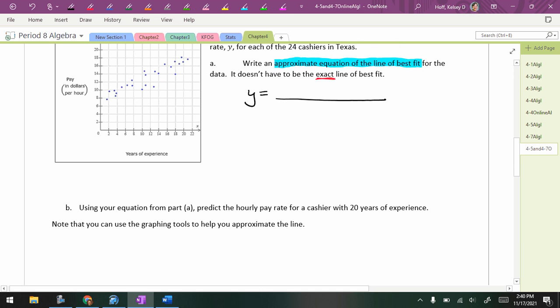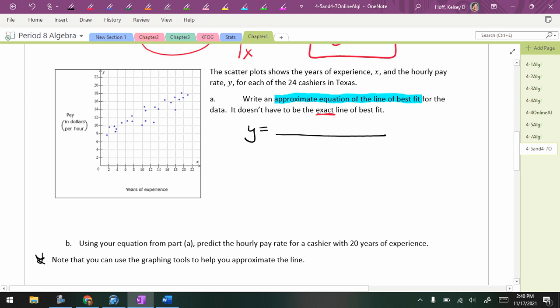Now, they go on to ask you, using your equation from part A, predict the hourly pay rate for a cashier with 20 years of experience. And then this right here, note, you can use the graphing tools to help you approximate the line. So it will allow you to draw the line of best fit. And truthfully, that's going to be your greatest thing to do.